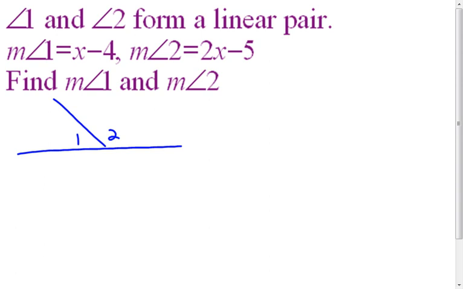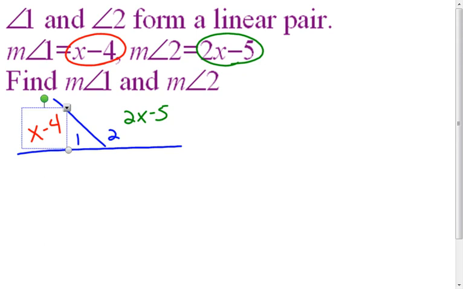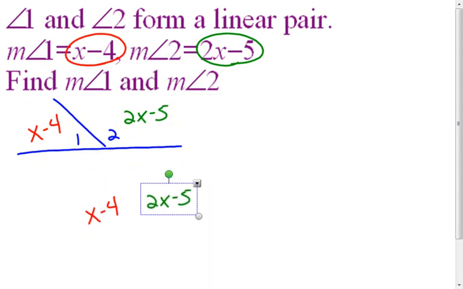Now, on the next line, it's giving the actual measure of these 2 angles. So it tells you the measure of angle 1 is x minus 4. I'm going to put that into my picture. It tells me that the measure of angle 2 is 2x minus 5. Put that into my picture. And now I think back to what did I learn about the angles involved in a linear pair? Well, they're supplementary. So I'm going to write myself an equation that says that this and this are supplementary. Supplementary means that when you add them together, it equals 180 degrees.